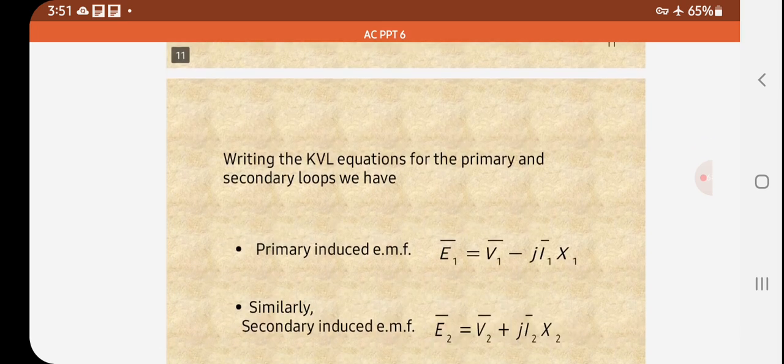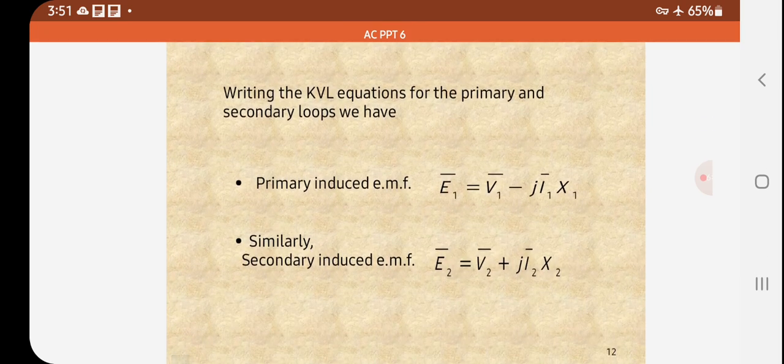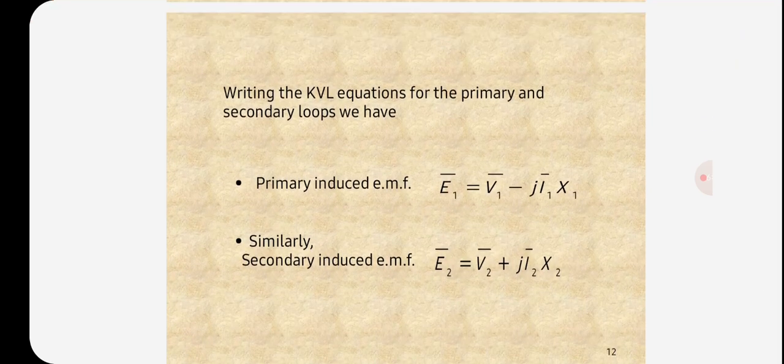Writing the KVL equations for the primary and secondary loops, we have primary induced EMF E1 is equal to V1 minus j I1 X1, and similarly secondary induced EMF E2, in vector form, is equal to V2 plus j I2 X2.